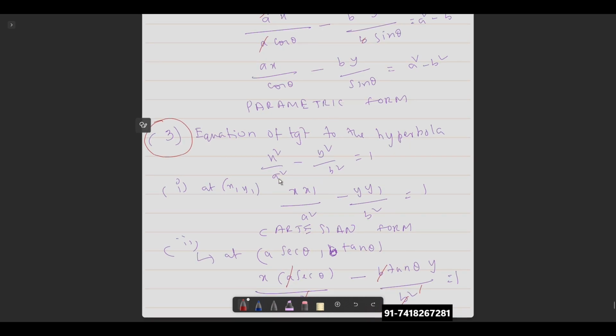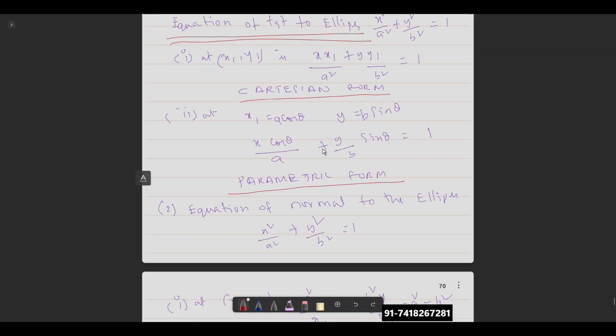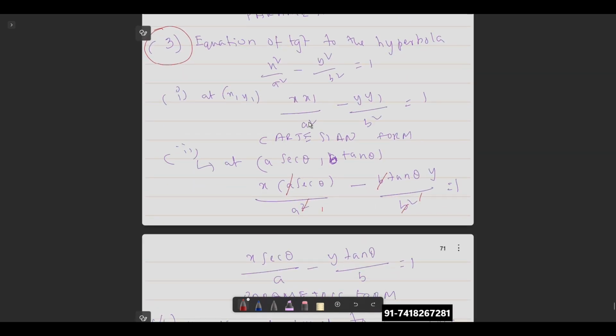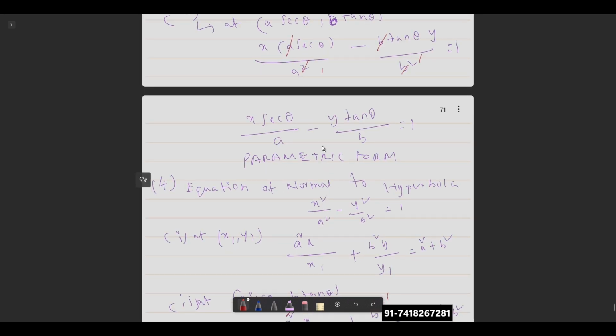And for a hyperbola, x squared by a squared minus y squared by b squared equal to 1. The same equations, but with a different sign. Here you have the plus sign, so here it will be the minus sign. If you substitute x1, y1 for parametric, a secant theta, b tan theta, you will get x secant theta divided by a minus y tan theta by b equal to 1. So this is the parametric form.